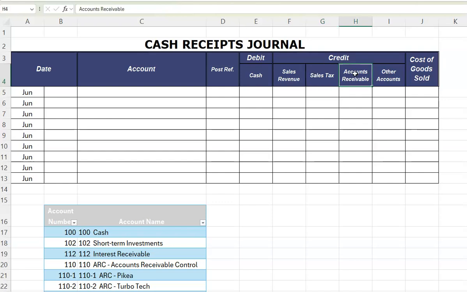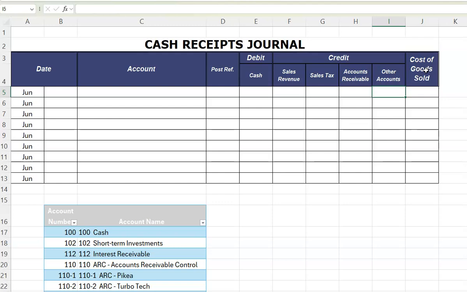So if somebody pays on the account, it would be a credit to accounts receivable. If we have cash, then for a sale, it would be sales revenue and sales tax payable. And then we may have other accounts, and in fact, where we borrowed money for a loan, this would be other accounts, something that's not listed up here.